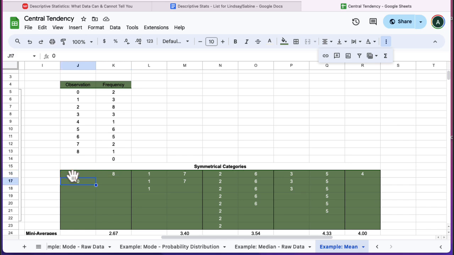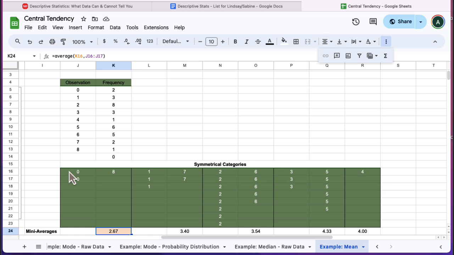But there was one extra day where I consumed 0 glasses than when I consumed 8 glasses. And if we just took a little mini average of what's going on, we would once again just have average, and I would have to click these individually. There was just K16 comma and then J16 colon J17, which is what you see up here. My little local average for the most extreme low and extreme high was 2.67, and I can do that on all of these pairs.